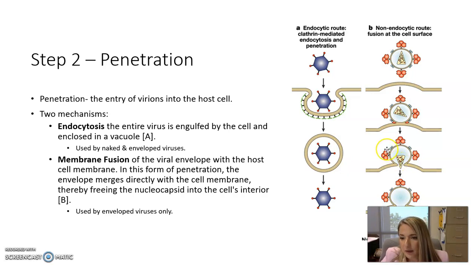But again, that envelope is actually going to stay out here in the cell membrane, and that's why only envelope viruses can do membrane fusion, because only envelope viruses have an envelope that's able to fuse with the cell membrane of the host cell and then allow the rest of the virus, which in this case would be the capsid and the nucleic acid core, to enter the host cell. So definitely want to make sure you understand the two different types of penetration, endocytosis being something that all viruses are capable of engaging in, and membrane fusion being something that only envelope viruses are capable of.